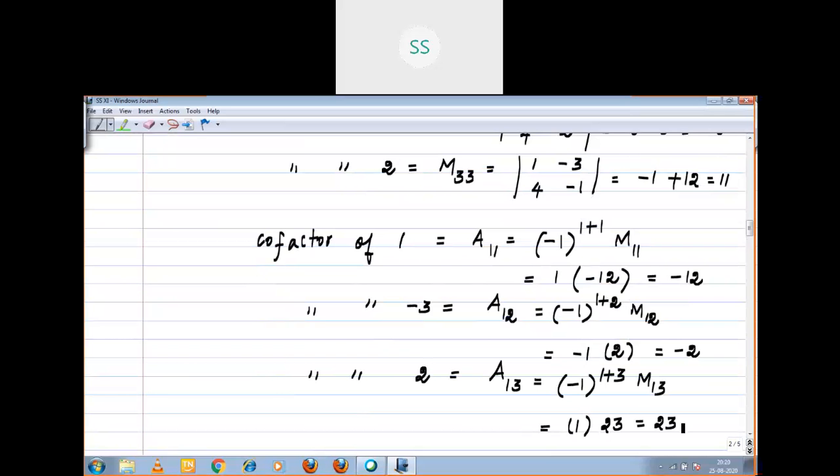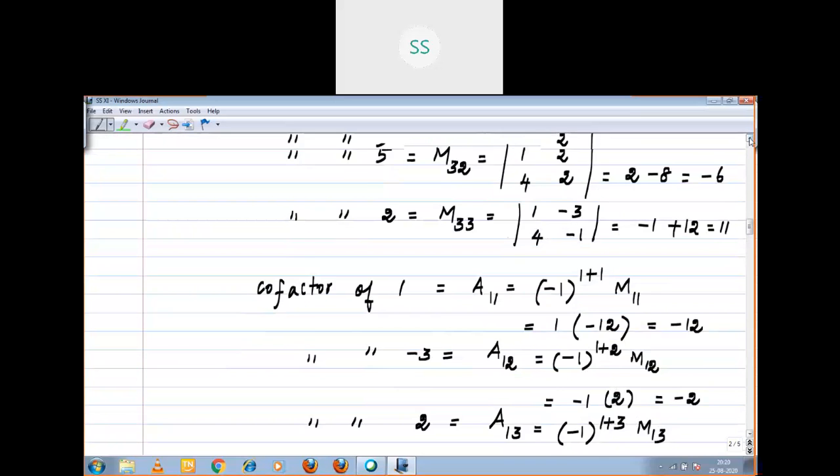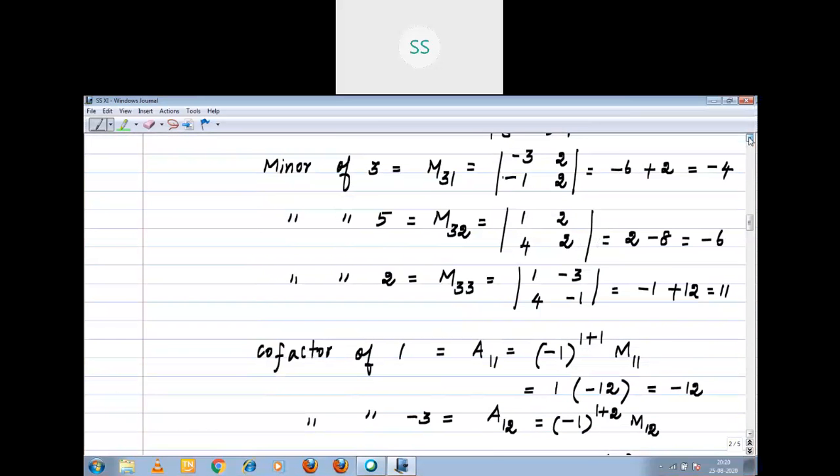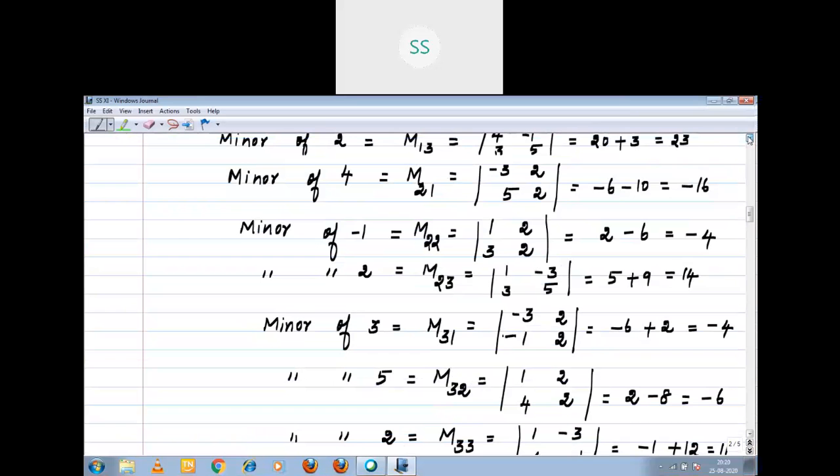Got it, children? Already we did the minors. That only you are going to substitute here, right? You have to check whether we did it correctly or not, right? We did it correctly, right?